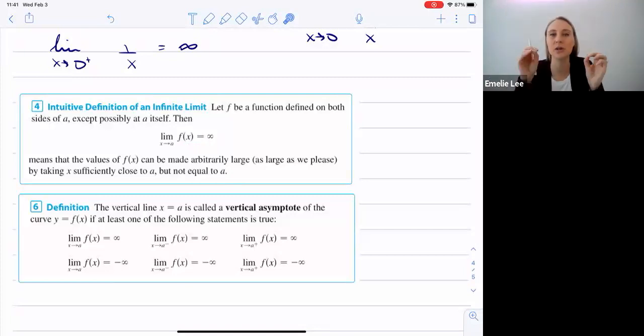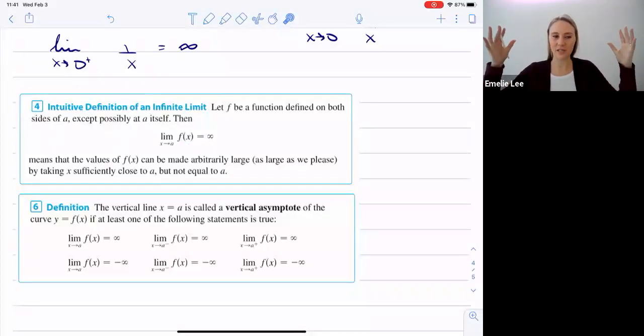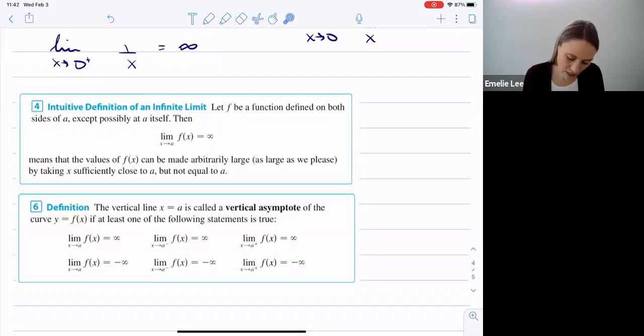right? So the closer you get to a, thinking back to 1 over x, the closer you get to 0, you're dividing by a smaller and smaller number. And so the result is getting larger and larger. And that's just what we mean by infinite limits. So like I said, we've already talked about them, but I threw around the term vertical asymptote, but here it is again.